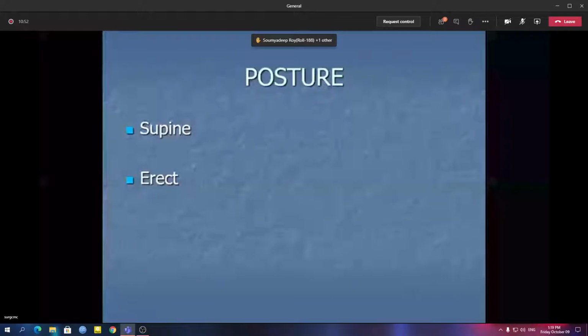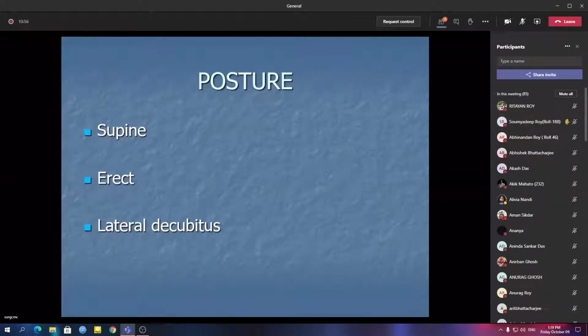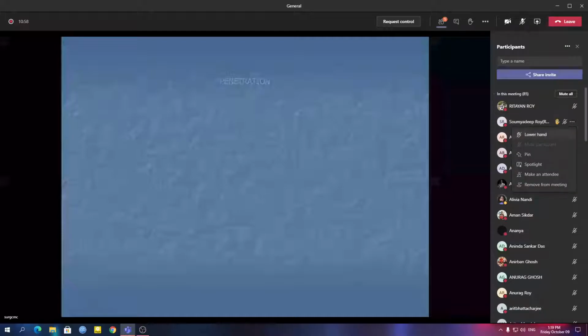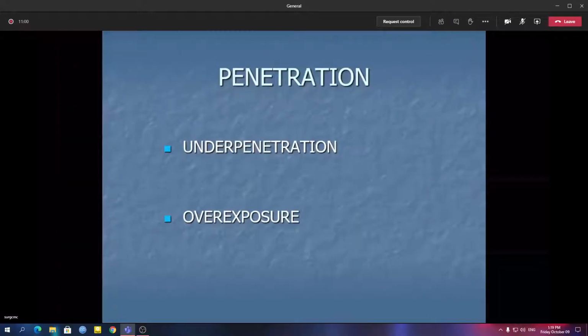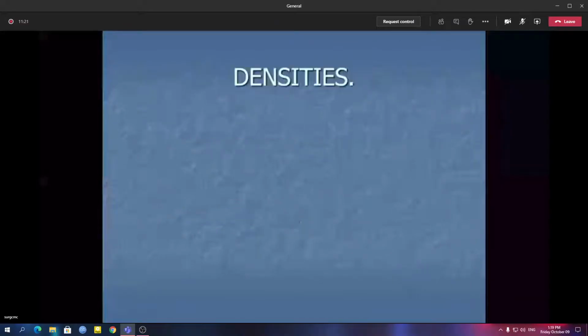A patient can be supine, lying down. A patient can be erect or sitting, or patient can be lying on sides. And X-rays, in your times, we are getting good quality X-rays in the hospitals, I mean the digital X-rays. In our times, we used to get mostly overexposed X-rays. Everything is black or everything is white, something like that. So also the X-ray penetration can be under-penetrated or overexposed plates, which you encounter mostly in emergencies.